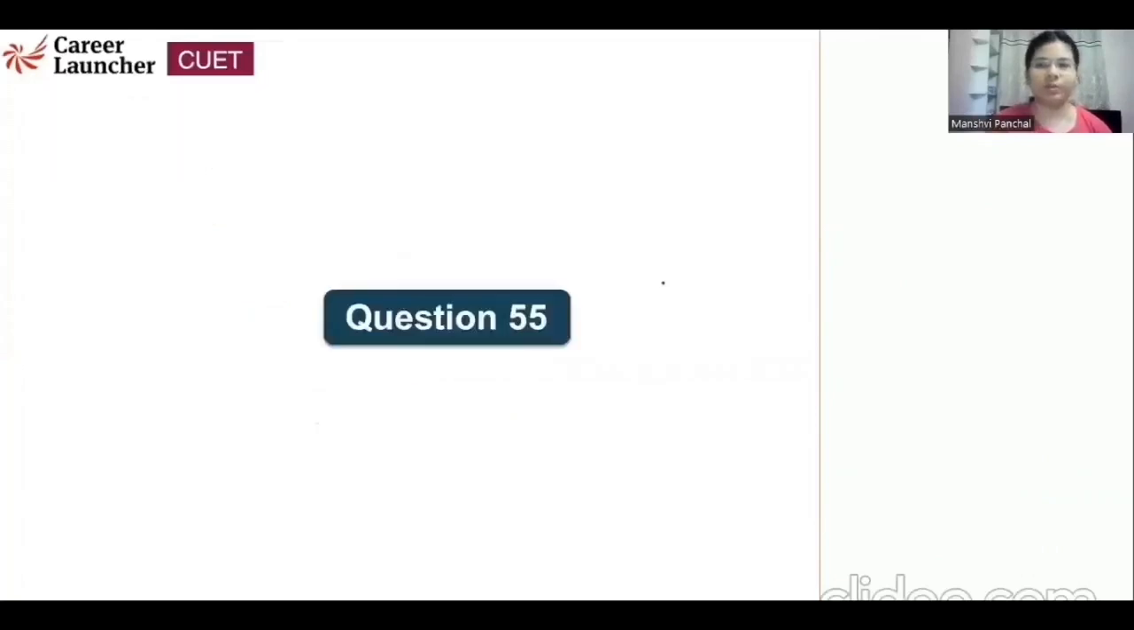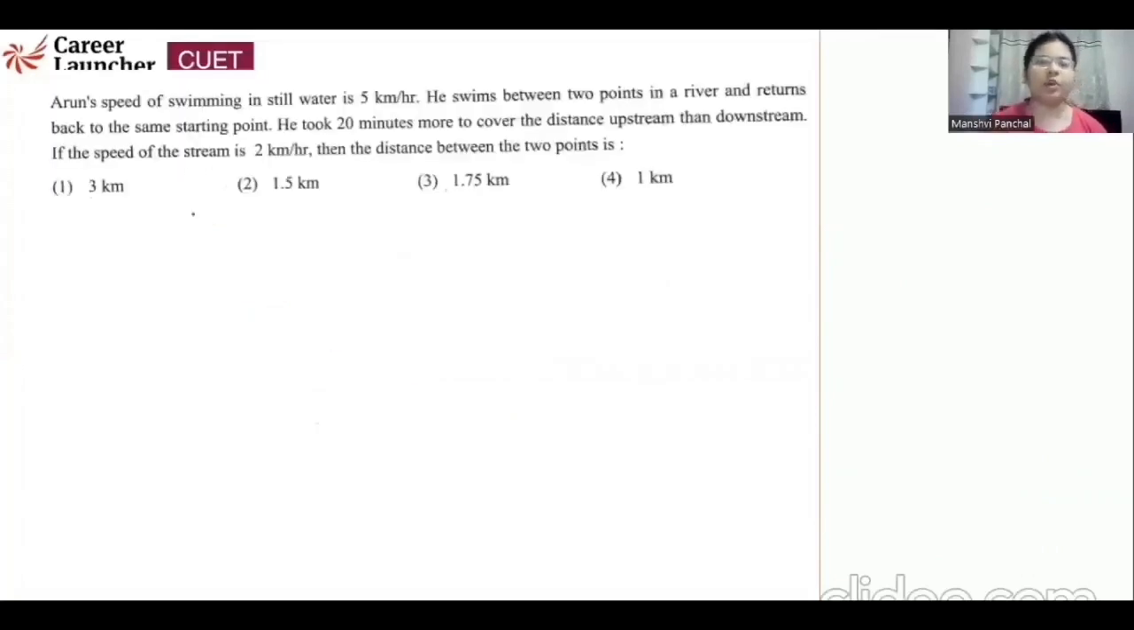So now we have question number 55. Arun's speed of swimming in still water is 5 kilometers per hour. He swims between 2 points. It means u is given to you as 5 kilometers per hour. He swims between 2 points in a river and returns back to the same starting point. He took 20 minutes more to cover the distance upstream than downstream. If the speed of stream is 2 km per hour, then the distance between the 2 points is? So v is given to you as 2 kilometers per hour.